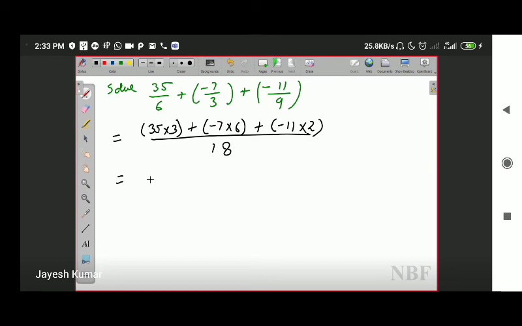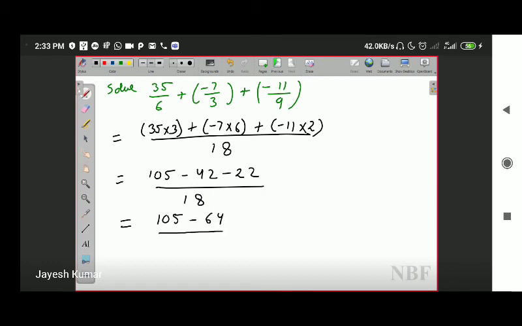This will be 35 into 3 will be 105. 7 6s are 42, that is negative 42 and negative 22 upon 18. We simplify it further. 105 as it is, minus 42 minus 22 will be 41 upon 18. So your final answer will be 41 upon 18. Okay, as you already know, 41 and 18 do not cancel out. So this becomes your final answer.